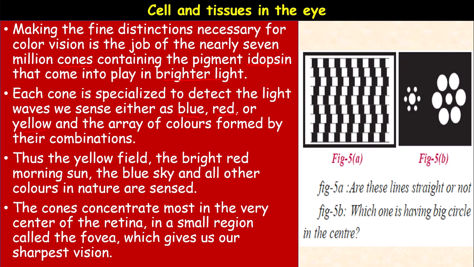Okay, it means the region where a large number of cones are present in the eye, a spot that is called a fovea or yellow spot or macula.